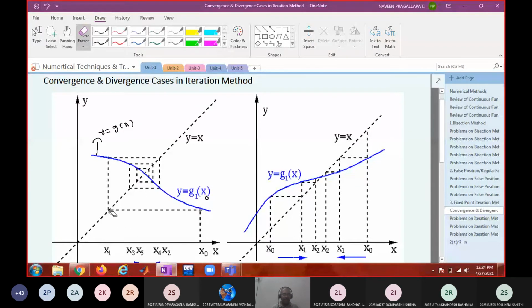Now again you substitute this x1 value in the function g. This is g of x1. When you substitute x1 in the function, this is g of x1. Again you map g of x1 with the line, so that is x2. Again x2 you give in g, x3. x3 you give in g, x4. Again you give x5, x6, x7, x8, x9.